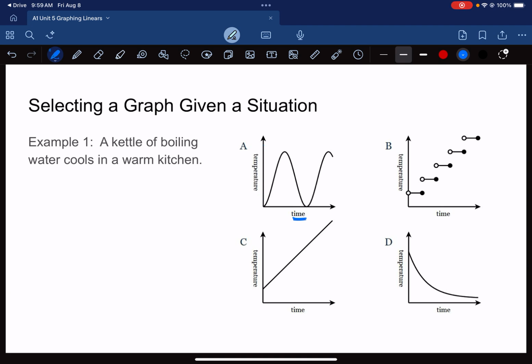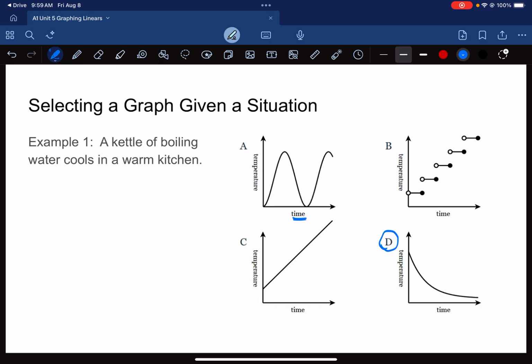So if a kettle of boiling water is cooling in a warm kitchen, well, if it's boiling right now, that means the temperature is high and it's cooling, so that is going down. Well, which graph has the temperatures being high and then going down? Well, that would be graph D.